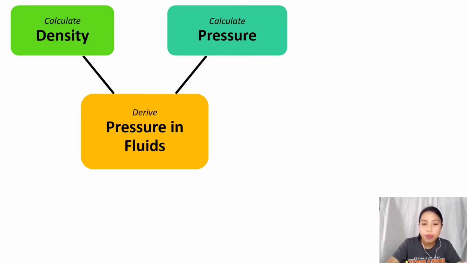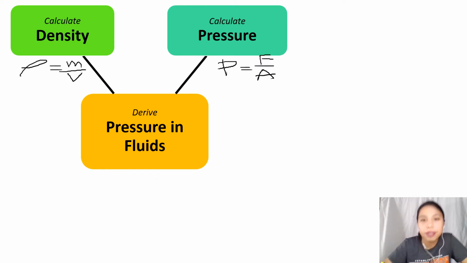Do you remember what the formulas are for those two? For density, we use rho equals m over v. Wow, my rho is very big. Then for pressure, we looked at how pressure is related to force and area: force over area. So we're going to combine those two ideas now to talk about pressure in fluids.